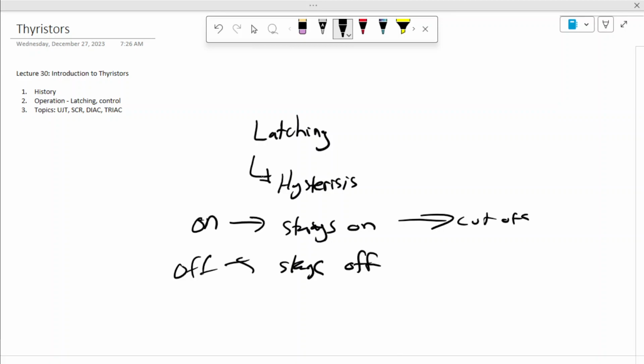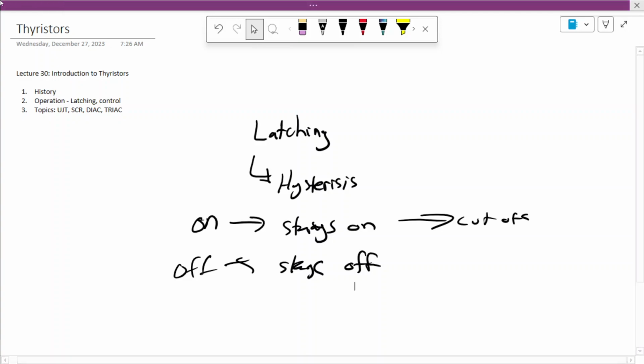It's pretty similar to transistors, and in my opinion, it goes quicker than transistors, because now that you understand the basics of transistors and diodes, this builds on both of those concepts in a pretty digestible way.